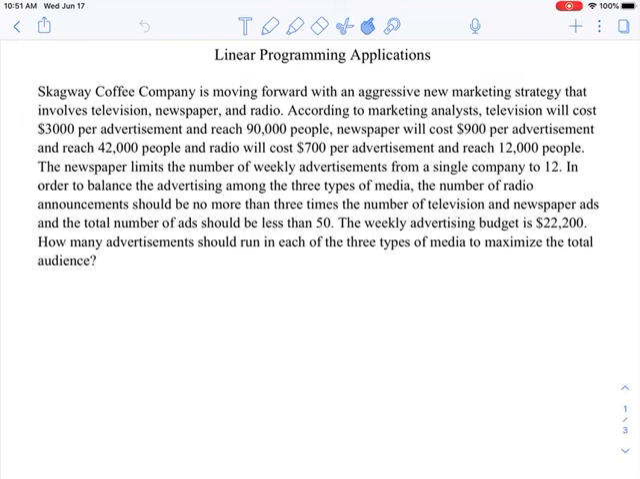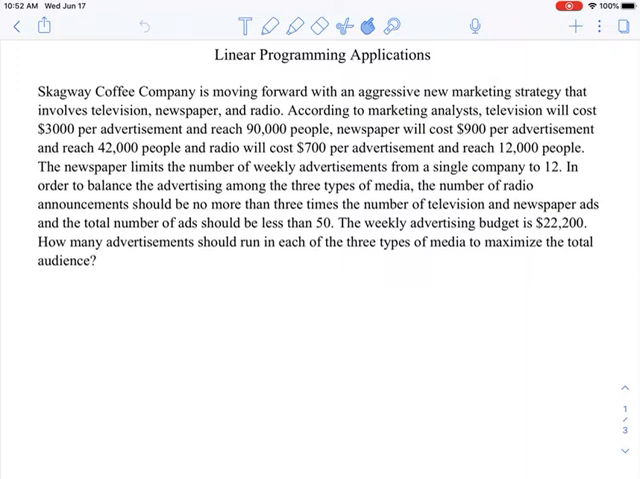In this video, I am going to set up a linear programming application problem. Like with most application problems, the first thing that we need to do is determine what it is that we're looking for, which means we need to identify the nature of our variables. Sometimes it's easiest to go to the very end of the problem. So here it says the weekly advertisement budget is $22,200. How many advertisements should run in each of the three types of media to maximize the total audience?